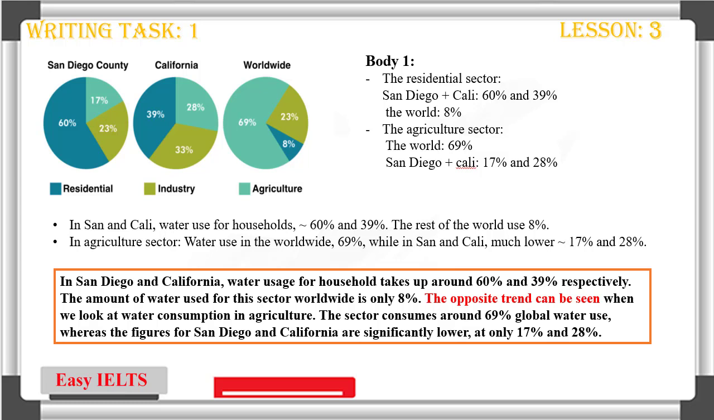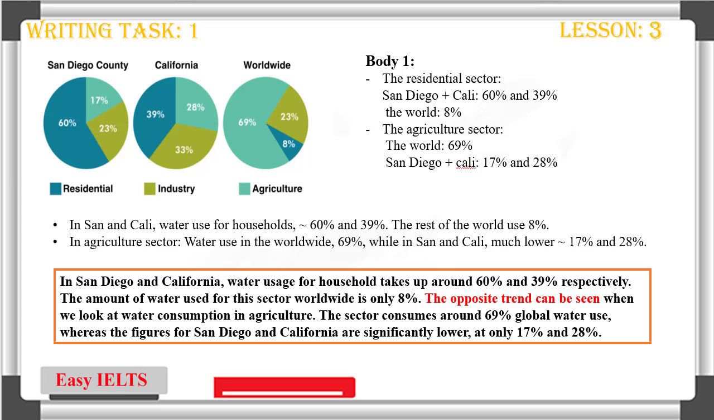For both sectors, I have firstly noted in which chart they take up the highest value, and then mentioned the other charts. So for example, both for San Diego and California, the residential sector takes up the highest value with 60 and 39%. Worldwide, however, it is only 8%. In these notes, you can already find the first indicator of your sentence structure for the text.